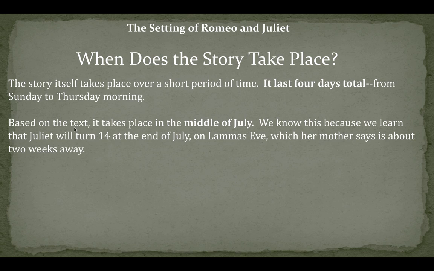Now, based on the text of the play, it takes place in the middle of July, and we base this on the dialogue between characters. We find out that Juliet is about to turn 14, so she's 13 at the time. She's about to turn 14 at the end of July. And we know it's at the end of July because the characters talk about her birthday being on Lammas Eve, which is about 2 weeks away. So we make some inferences based on information provided.